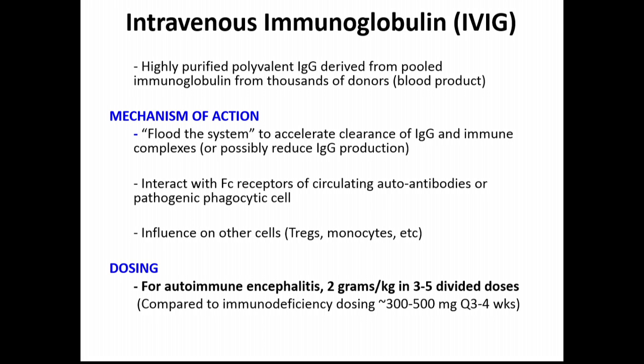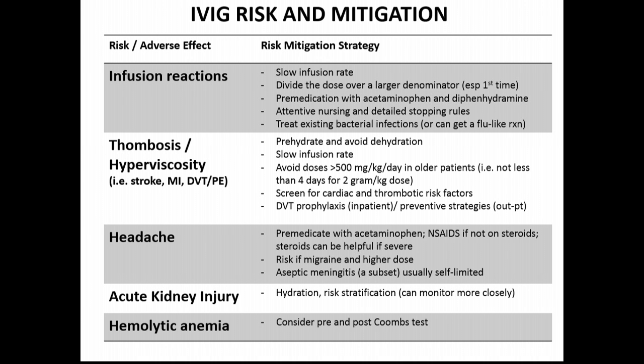Typically, we borrow from the neuromuscular literature to treat the brain in terms of dosing. And so this is considered a high dose of IVIG, and we try to be as aggressive as possible. And this is very distinct from what you do to just give back IVIG in immunodeficiency. Big risk here is from the viscosity. You can cause stroke, you can cause clotting, DVT, PE. And so the slower you go, the better.